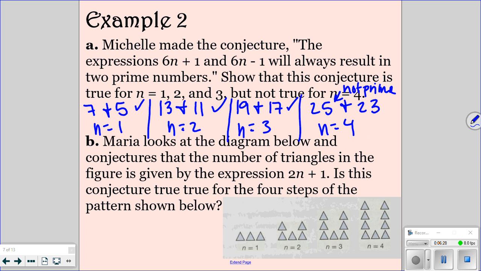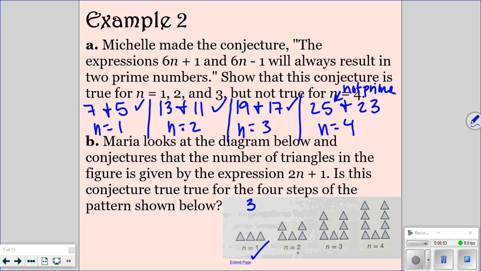Okay, looking at part B. Maria looks at the diagram below and conjectures that the number of triangles in the figure is given by 2n plus 1. Is it true for all of the 4 sets that they show? Well, this is when n equals 1. 2 times 1 plus 1 is 3. Do we have 3 triangles here? We do, so it works for that one.